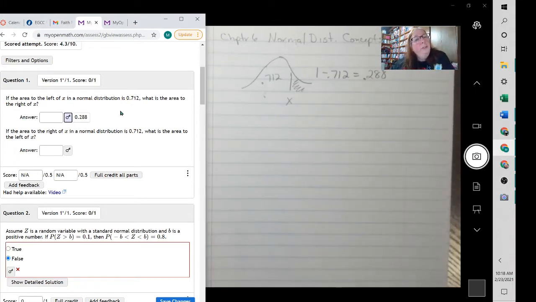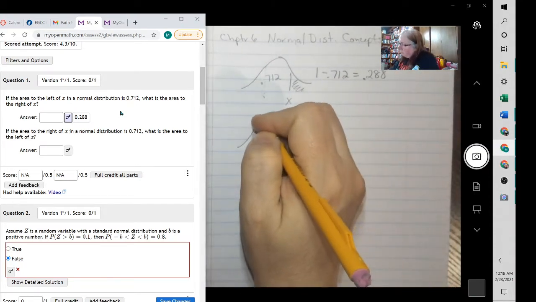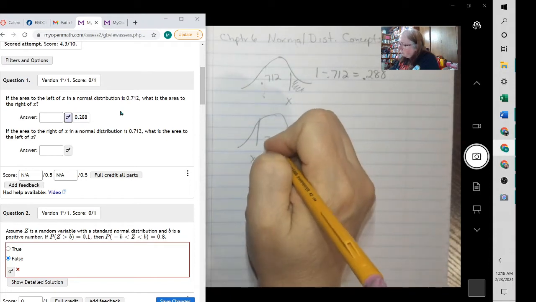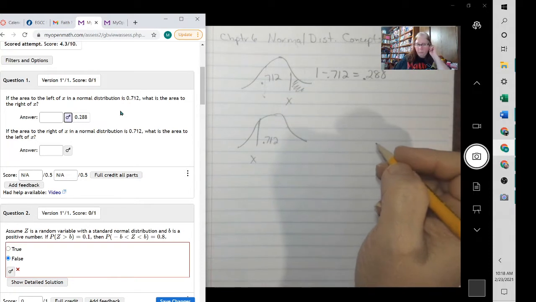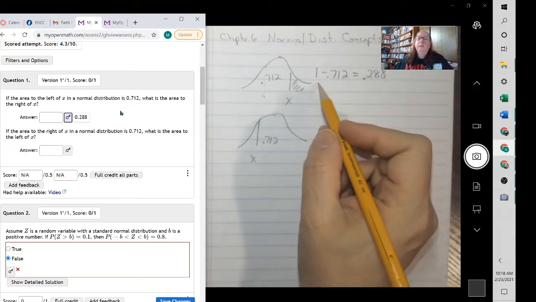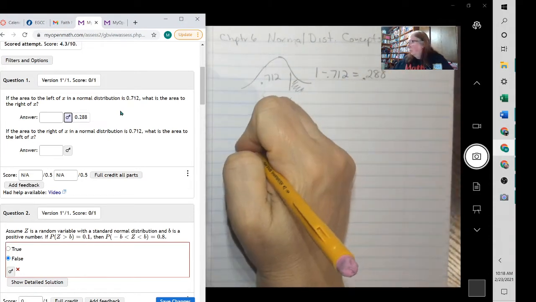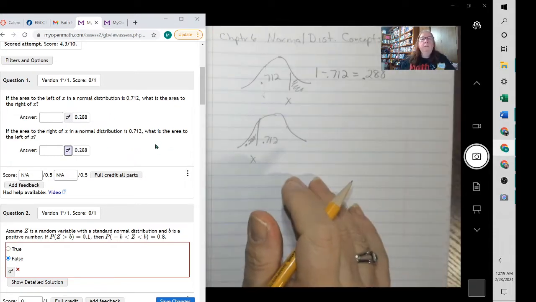If the area to the right of x in a normal distribution is 0.712, the area to the left still has to add up to 1, so we take 1 minus it, and it's going to be 0.288. It's just making sure you understand the area under the curve adds up to 1.